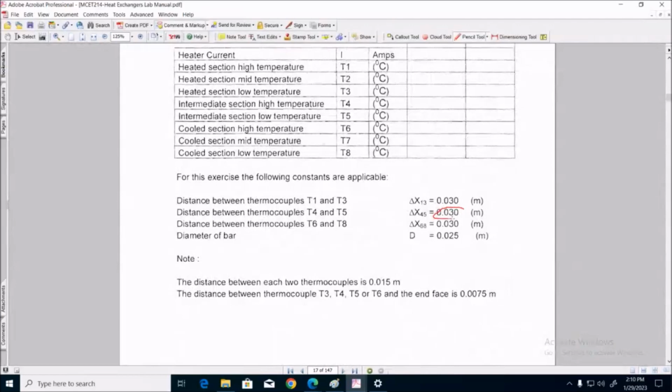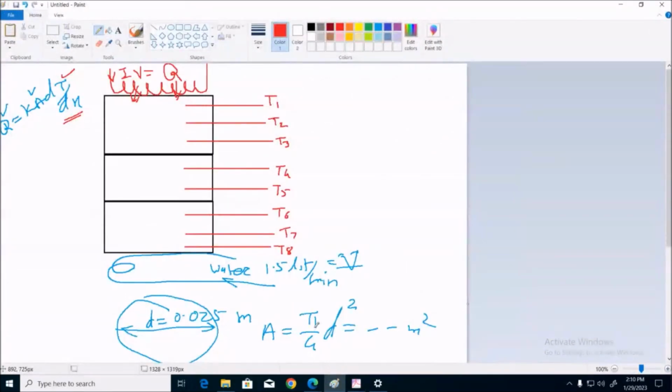Yes, there is a mistake here. This is 0.015 as it is given. The distance between each thermocouple is 0.015. I will explain this in the diagram. Now here, the distance between T1 and T3: from the surface to T1 is 0.0075. Then the distance between each thermocouple is 0.015. Again the same 0.015.